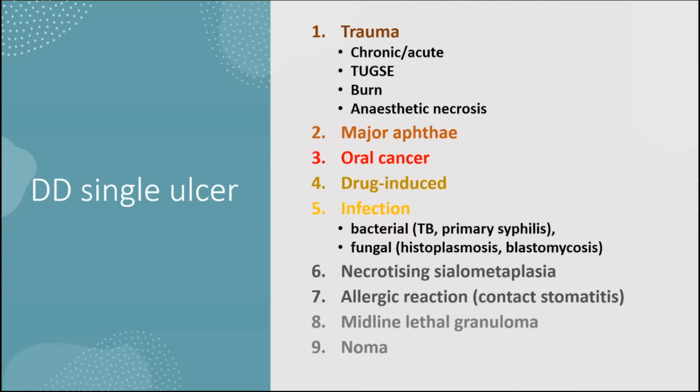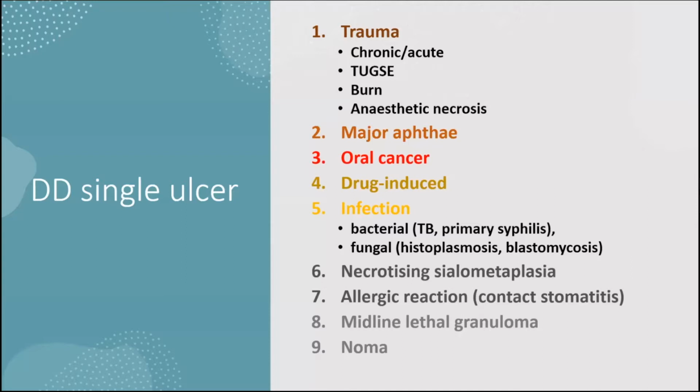Major aphthae can present as a single ulcer in the mouth, okay? Sometimes it can be more than 2 or 3, but quite often it's just the one. Oral cancer, of course. Do never forget cancer, okay? It can be drug-induced. Drugs like nicorandil can induce a single ulcer, especially on the tongue.